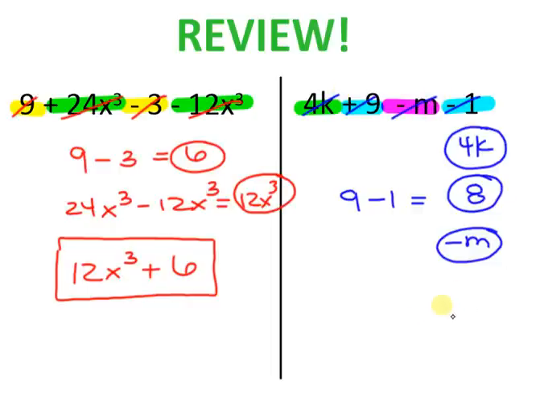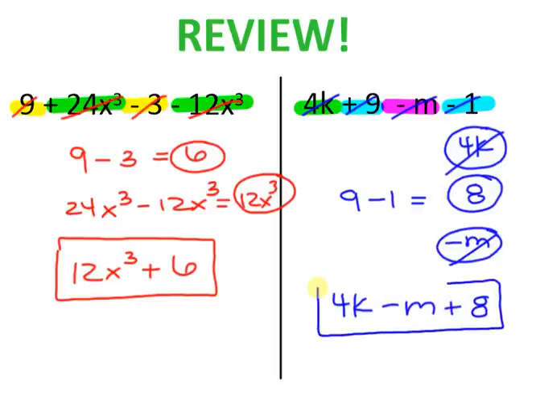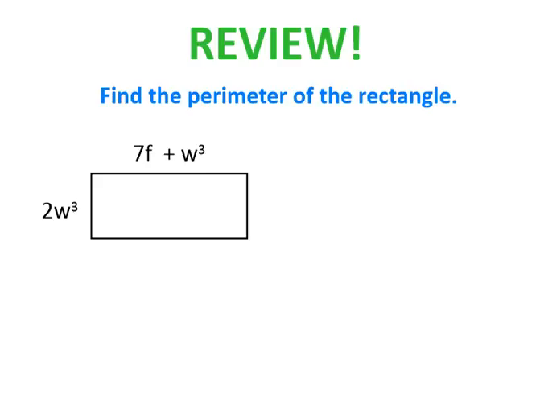All right, we need to put them in order, alphabetical order, because they all have a power of 1. So k and m, which one comes first? Well, k comes first in the alphabet, so 4k, and then minus m, and then plus 8, because the 8 is positive. If the 8 had a minus sign in front of it or a negative sign, then it would be minus 8.